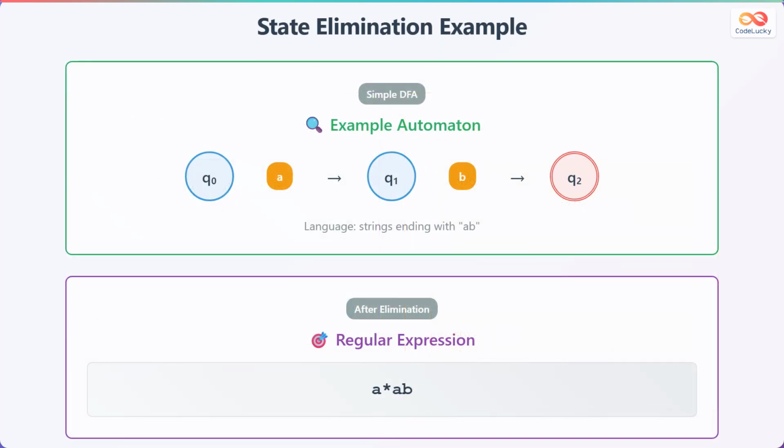Let us illustrate the state elimination method. Consider a simple DFA where we have a start state Q0 transitioning to state Q1 on input A, and state Q1 transitioning to a final state Q2 on input B. This automaton accepts strings that end with a B. After applying state elimination, the resulting regular expression is a star AB.